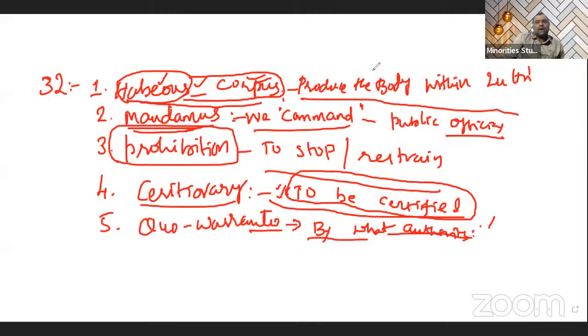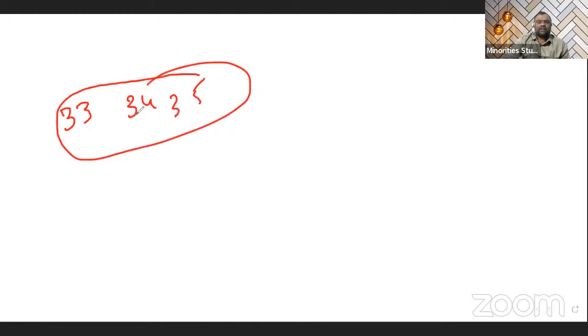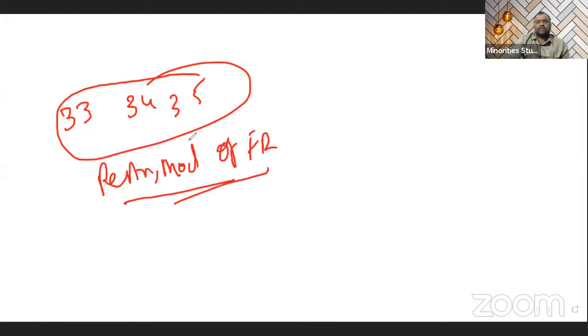And finally, what do the next articles talk about? Articles 33, 34, 35 of the fundamental rights. These are the restrictions, modifications of fundamental rights. Okay. Restrictions, modification, implementation of martial law.